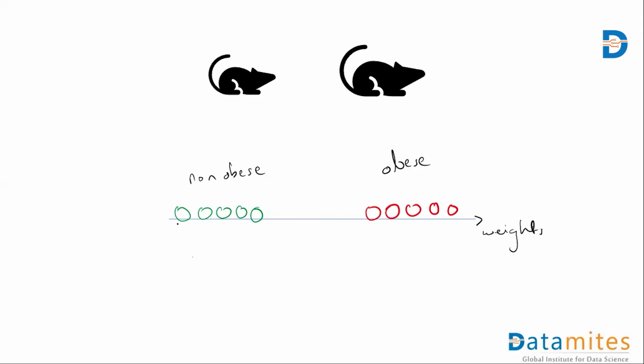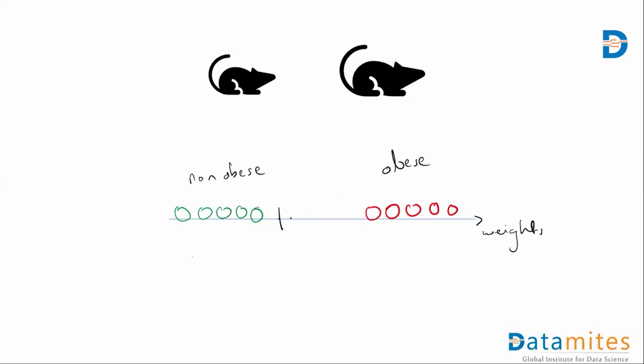So the most basic thing that one can do is put up a threshold, right? Let me call this the threshold. And I'm saying that any rat that weighs above this particular threshold should be classified as obese, and anything that is less than this should be classified as non-obese, right? That works pretty fine for this kind of a distribution, right?